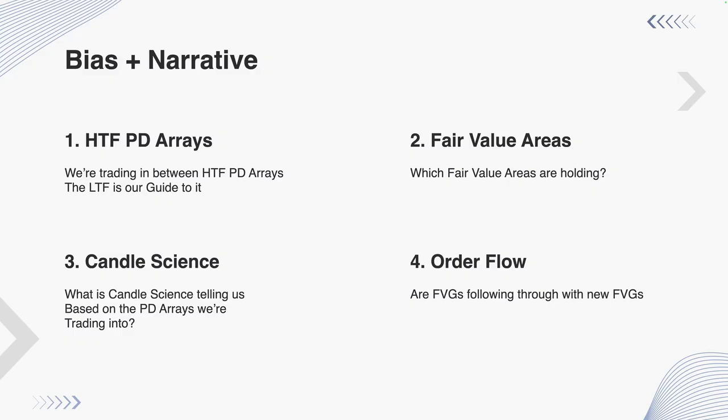So can you imagine the chart? You have marked out all the higher time frame PD arrays right there. And again, that can just be previous week high, previous week low, previous day low, previous day high, and we can trade towards them. So the lower time frame will tell us how we can trade towards that next PD array. Now, how will the lower time frame tell us that? Well, that is where we have fair value areas. Which fair value areas are holding?